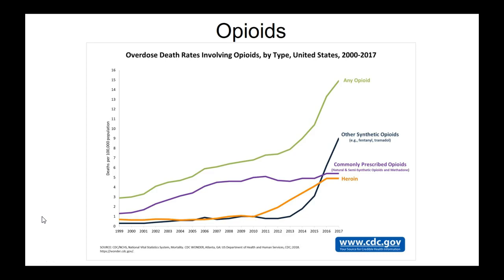What we're looking at here is deaths per 100,000. It's gone up exponentially in the last couple of years. It's pretty scary. That line is everything together, but you can see what's driving this: the synthetics and commonly prescribed opioids, and I should say more heroin and synthetics are really driving this. It's pretty scary.